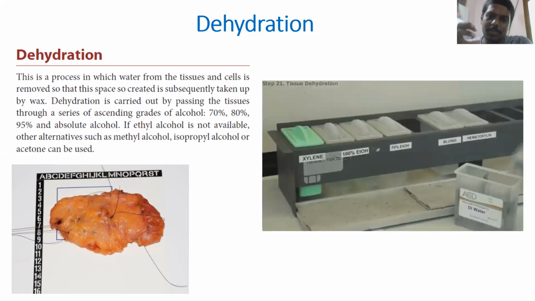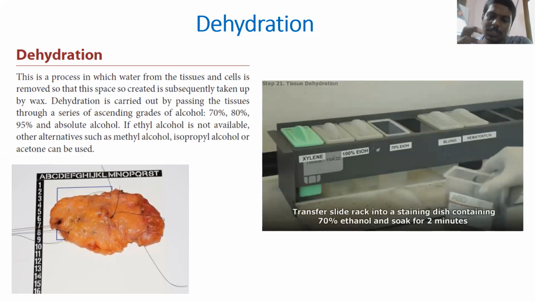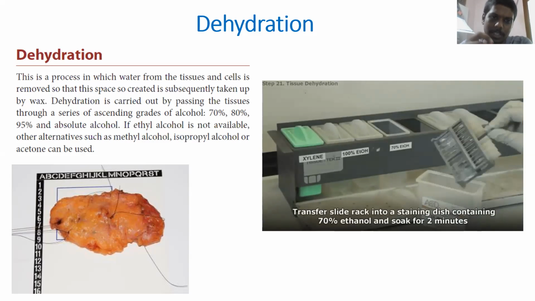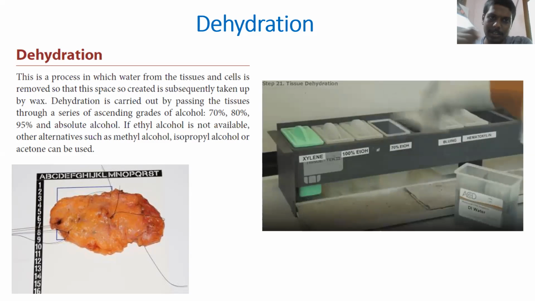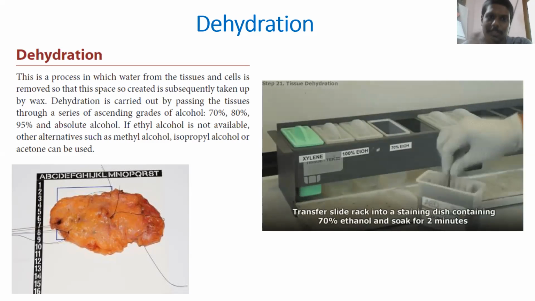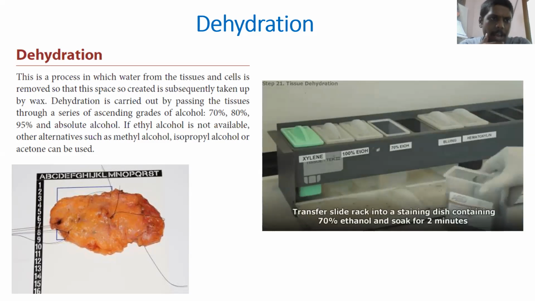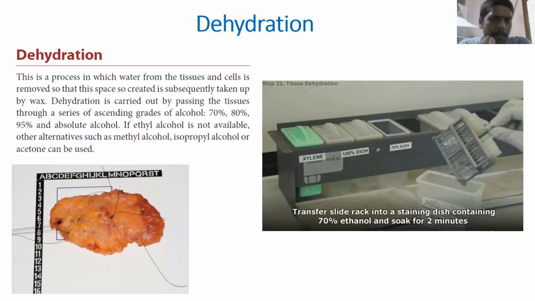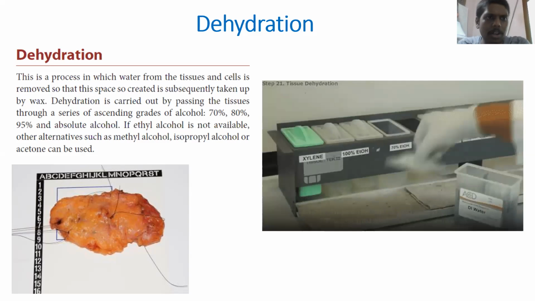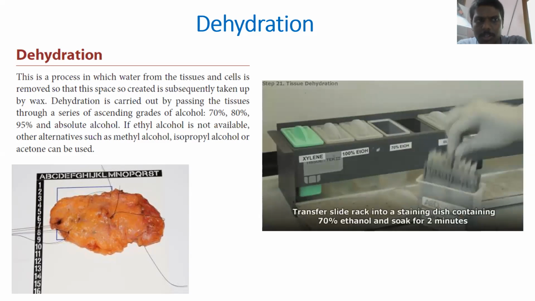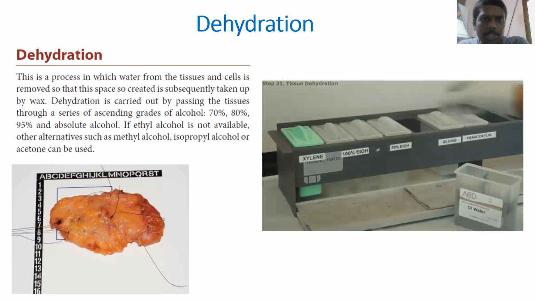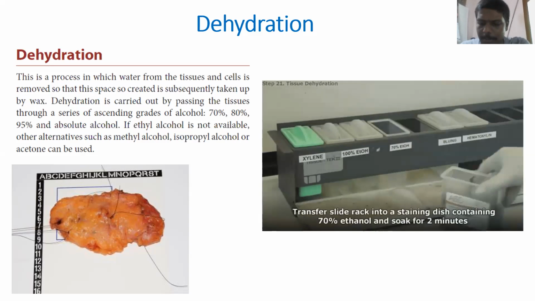So by that, we are trying to slowly remove the water from the tissue rather than sudden removal of water. If we are suddenly removing, it may cause damage to the tissue. So routinely used dehydrating agents within the lab are ethyl alcohol, methyl alcohol, isopropyl alcohol, or acetone can also be used as dehydrating agents in the laboratories.